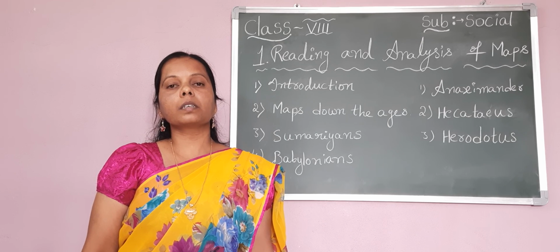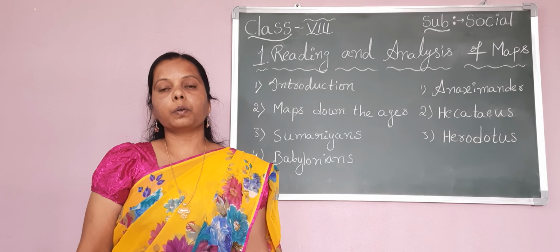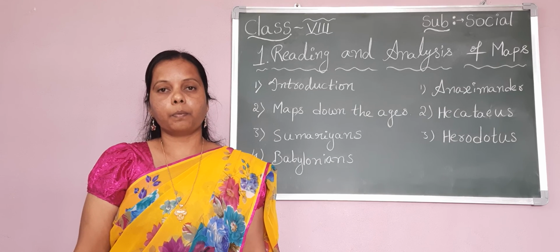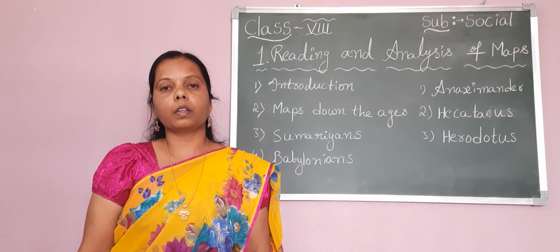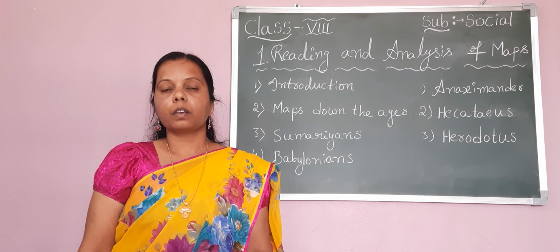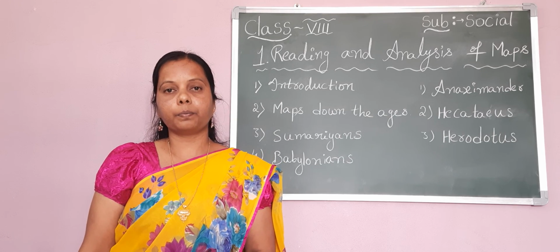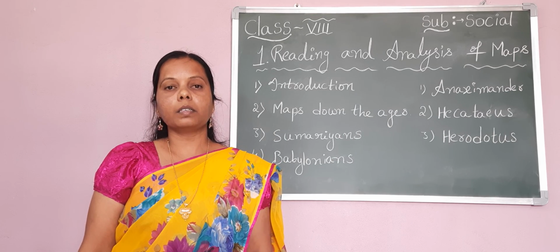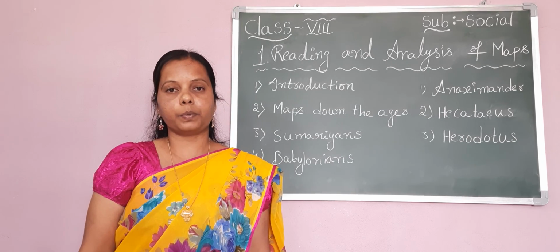And some more interesting things we can see in his map. The southern part of the map is shown on the top of the map, and the northern part is shown in the southern direction. So like this, we can observe some variations in these earlier maps.